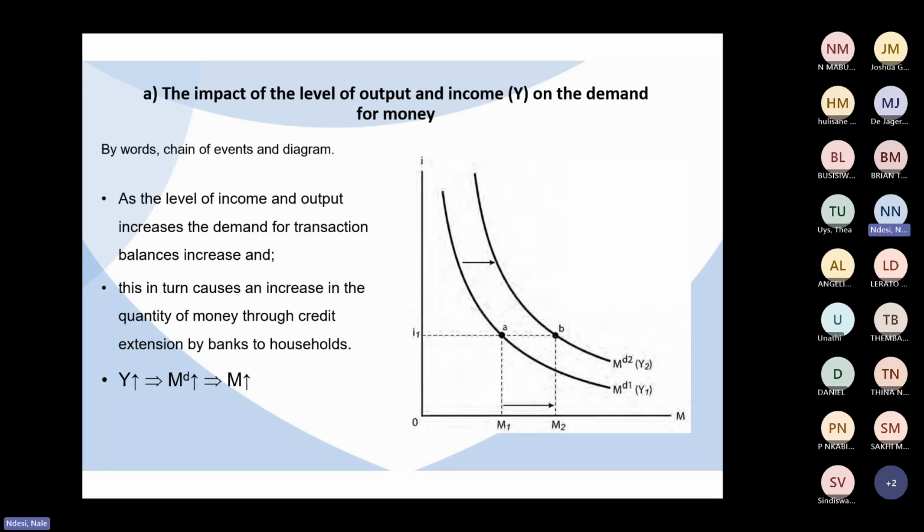So when your level of output increases, how does it affect your quantity of money? The demand for transactions also increases, and that in turn increases the quantity of money. By chain of events, we say that an increase in the level of output and income leads to an increase in the money demand, as well as an increase in the quantity of money. So that is the impact of the level of output and income on the demand for money and the quantity of money.